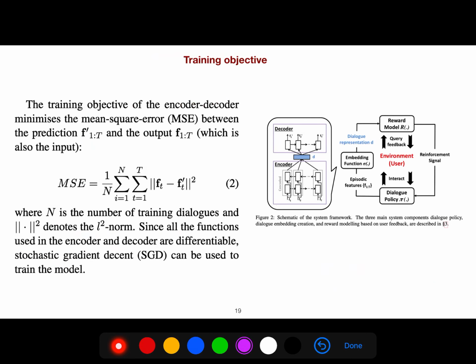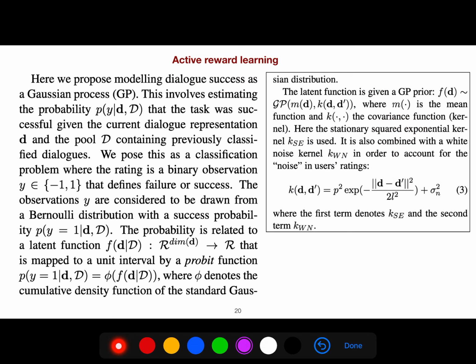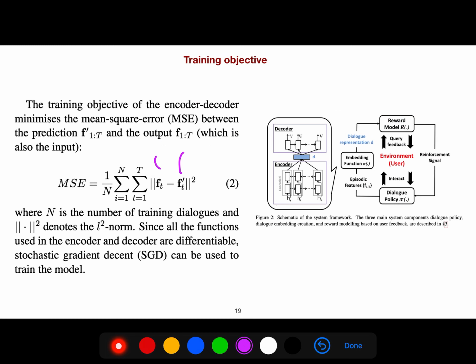The training is easy because it's just like an autoencoder. The input is like the output, so the reconstruction error should be minimized. Once we have done that and got the parameters, we are ready to use the reward learning, because now we have D. The next step is to model the reward model, to know what signal you are giving to the dialogue policy in order to generate some episodic features.